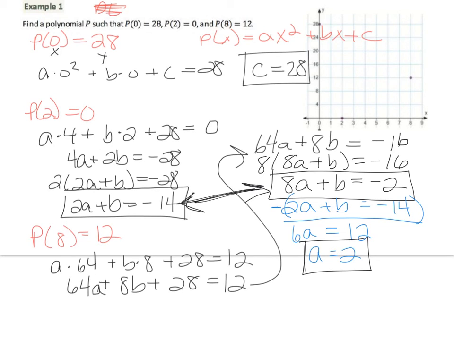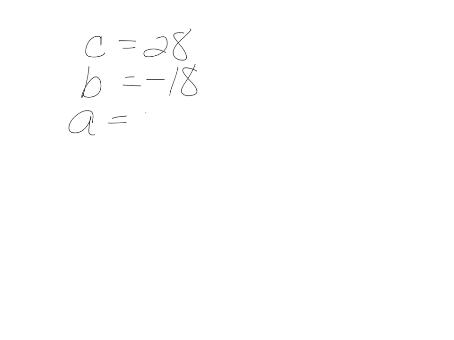Plug that back into another equation. Pick one. I'll plug it back into 8a plus b equals negative 2. So 8 times 2 plus b equals negative 2. 16, so b equals negative 18. Okay, you have all of that written down. I need a new slide. So we know that c equals, what do we find for c at the beginning? 28. b equals negative 18, and a equals 2.